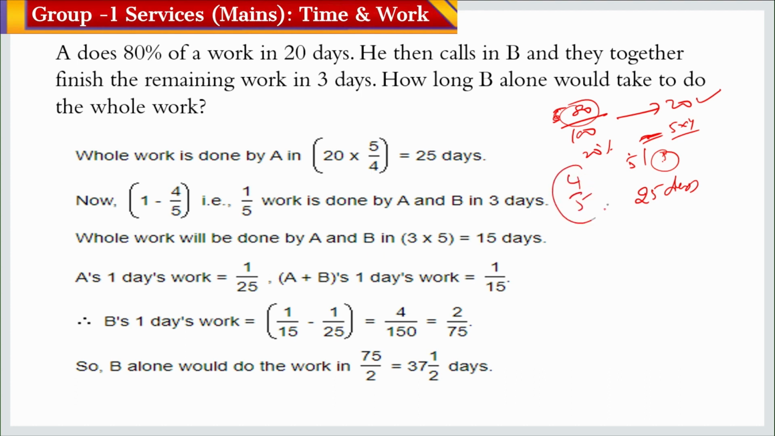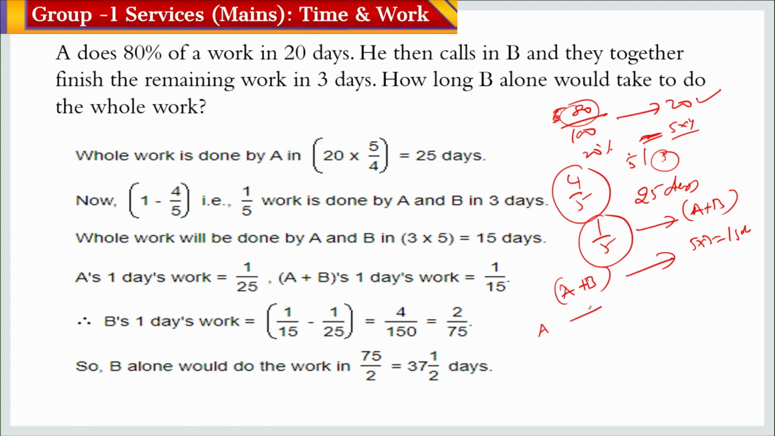Okay. Now, he finished how much work? 4 by 5 of the work, 80%. How much remains? 1/5 of the work remains. If 1/5 of the work is done by A and B in 3 days, correct, then to complete the whole work A plus B will take 5 into 3, which is 15 days, clear. A can do the work alone in 25 days. So, A's work in 1 day is 1 by 25.